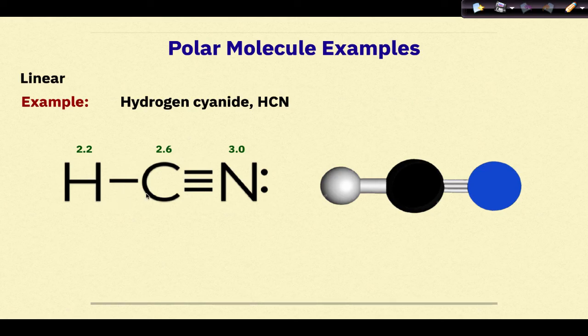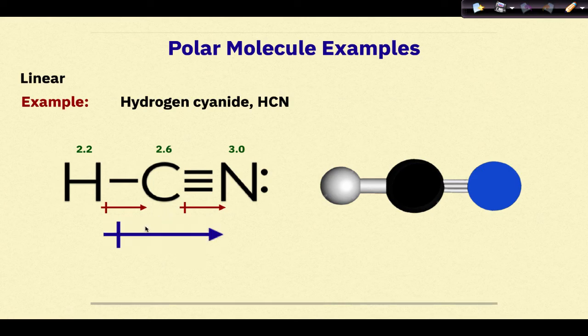Next, polarity arrows are used, pointing from the less electronegative element to the more electronegative element. So in this case, we will have a polarity arrow between the hydrogen and the carbon, pointing from the hydrogen to the carbon, and then another polarity arrow pointing from the carbon to the nitrogen. A net dipole moment is determined from these polarity arrows, and the molecule is found to be polar.